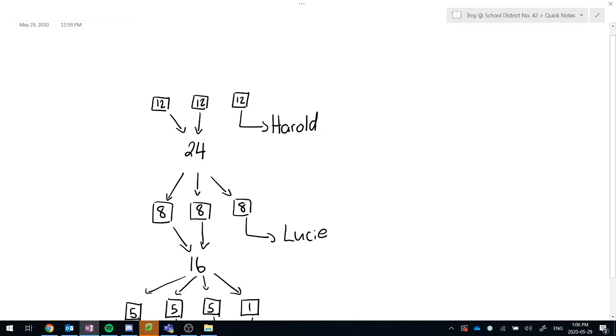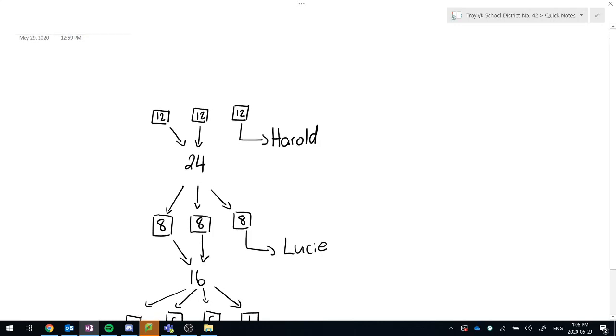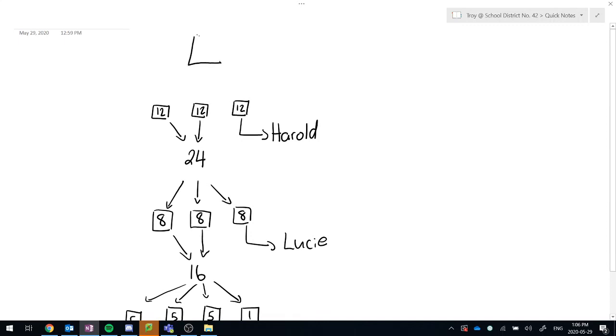And Harold started with the initial amount of cookies in the jar, and the initial amount of cookies in the jar is made up of all 3 of these piles. So the initial amount of cookies in the jar has to be 12 plus 12 plus 12, which gives us 36, which is a multiple of 3, which is what we said we were looking for when we started this question, because Harold was able to create 3 equal piles, and so was Lucy. And Lucy started with 24, which is also a multiple of 3.